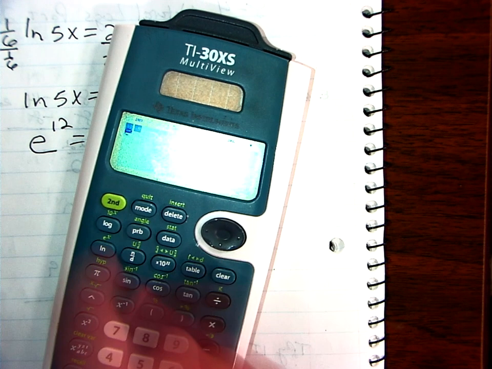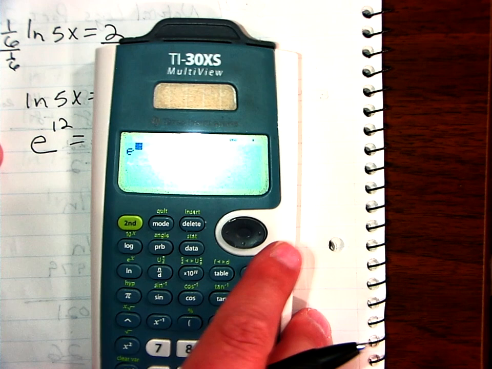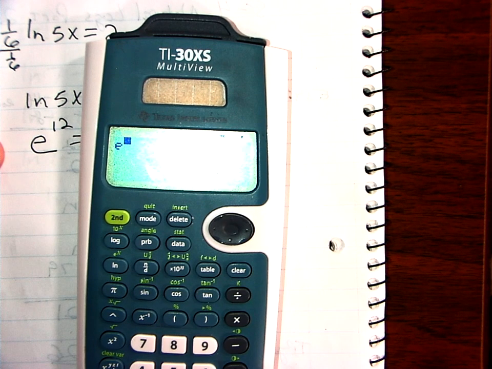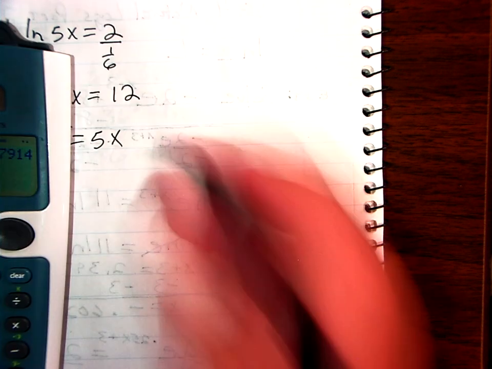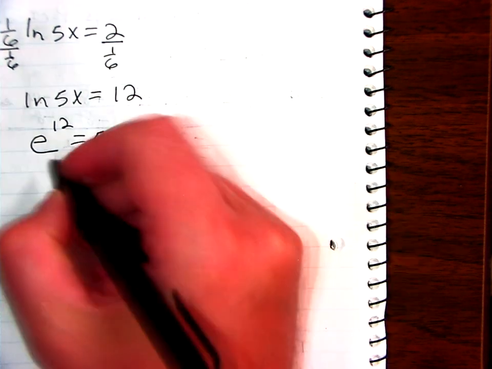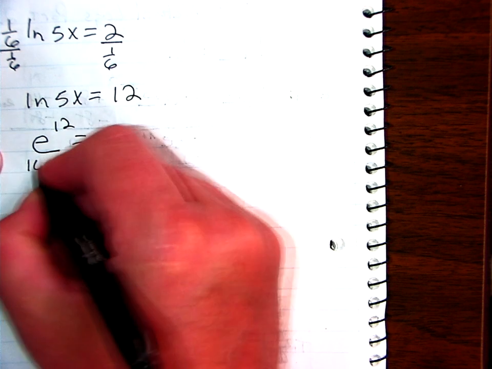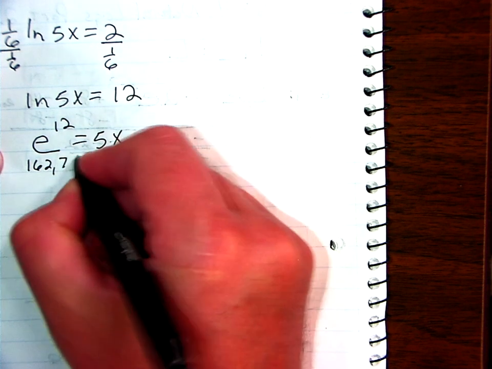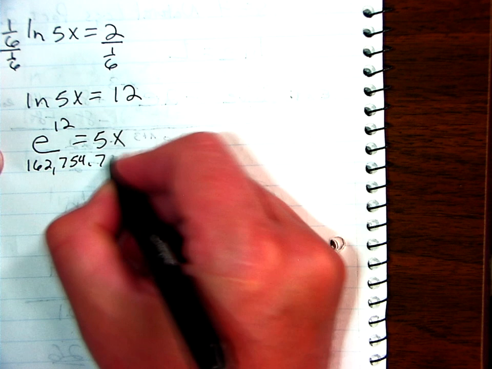Can I put e to the 12 in the calculator? So second ln, and see how I have the e flashing? I'm going to put 12 in there, enter, and I get a number. It's kind of a big number. e to the 12 is 162,754.7914.